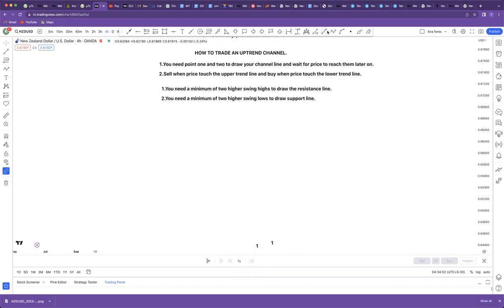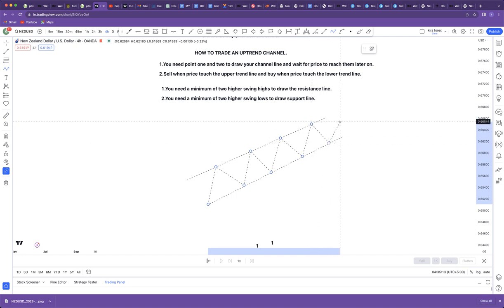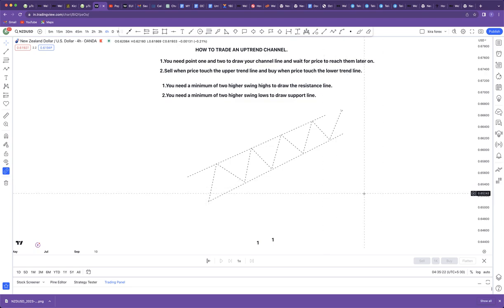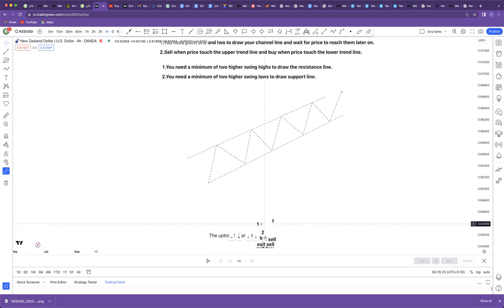In my previous videos, especially when I was teaching market structure, I explained what an uptrend is, what a downtrend is, and what a sideways structure is. An uptrend channel is almost the same as the uptrend structure, and a downtrend channel is almost the same as the downtrend structure. So in an uptrend structure, you need what? Point 1 and 2 to make the channel valid. You see where I've put the 1, and then you also need the 2.